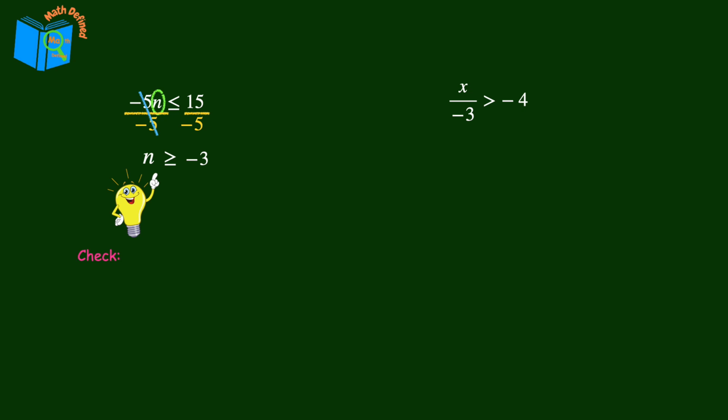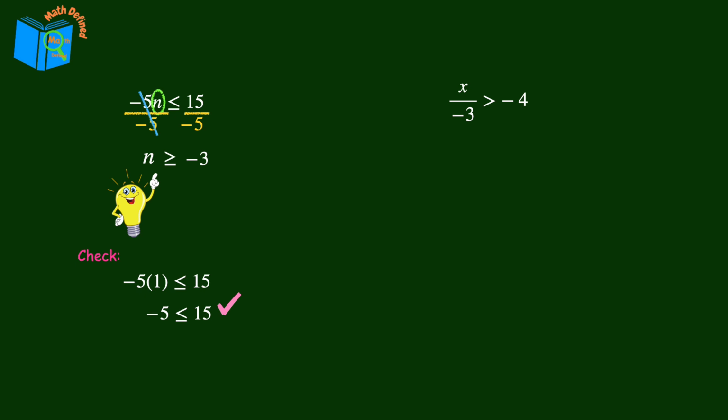Let's check it. Let's use an easy number to work with that is greater than negative 3, like positive 1. Substituting positive 1 back into the inequality, we have negative 5 times positive 1 is less than or equal to 15. Negative 5 times positive 1 is negative 5. Is negative 5 less than positive 15? Yes, it works.